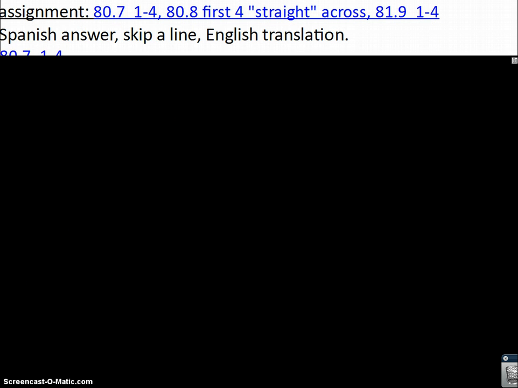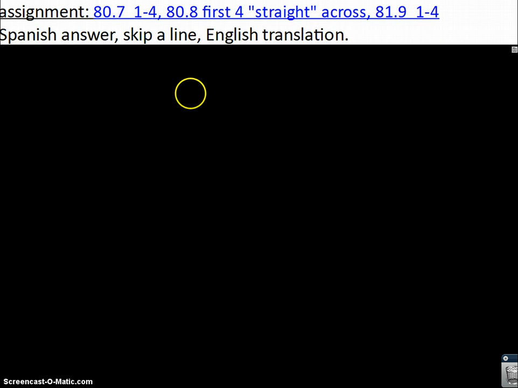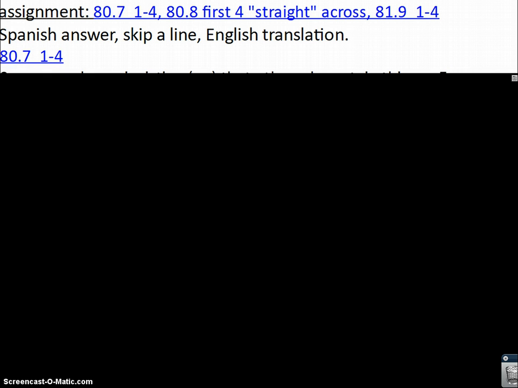Testing, testing. All right, here we go with your pages 80 and 81 half assignments, because I'm only having you do the first half of them. So for all of them, you're going to do the Spanish answer, skip a line, and the English translation.